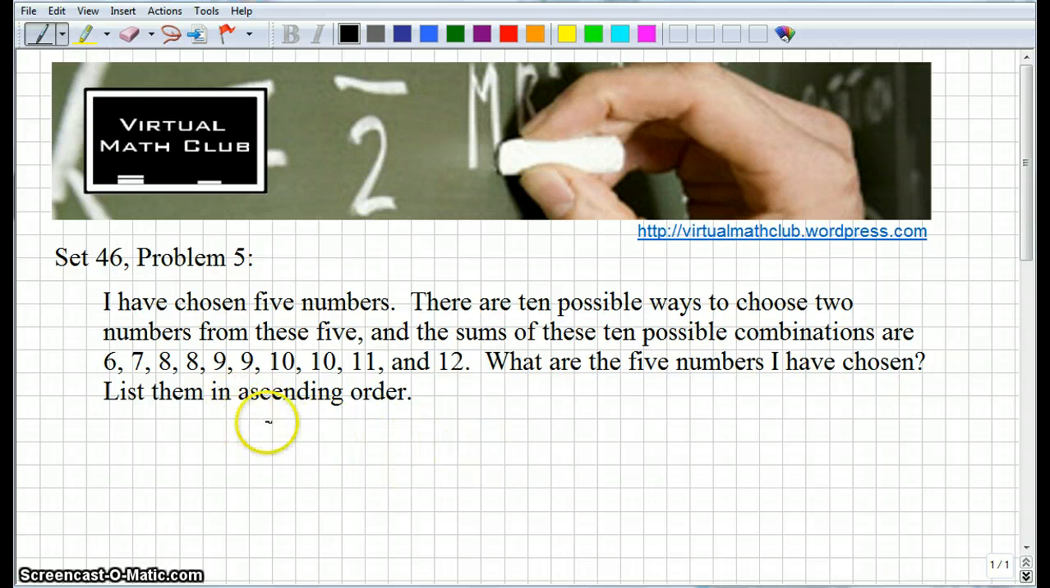Alright, well, first of all, I'm going to start by just assigning some variables here. Let's let A, B, C, D, and E be the 5 numbers. I don't know a whole lot about these numbers. They're just numbers. I don't say that they're integers or whole numbers or real numbers. I guess I'm going to assume they're real numbers at the minimum.